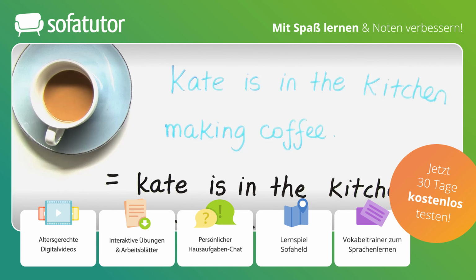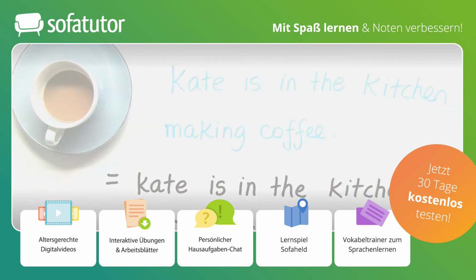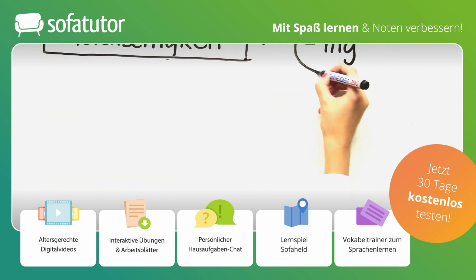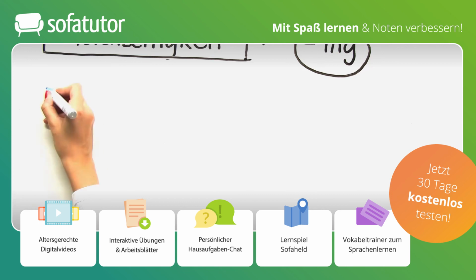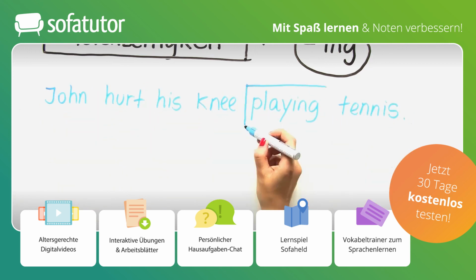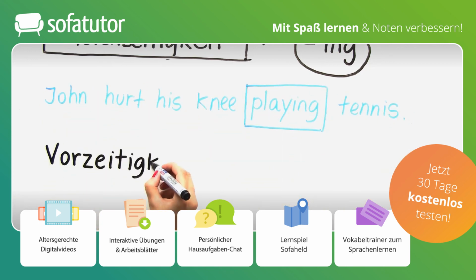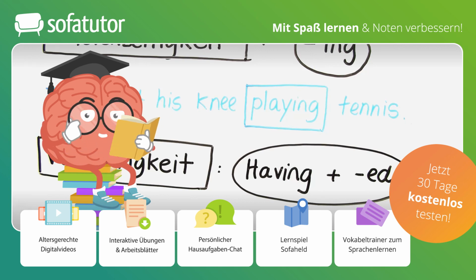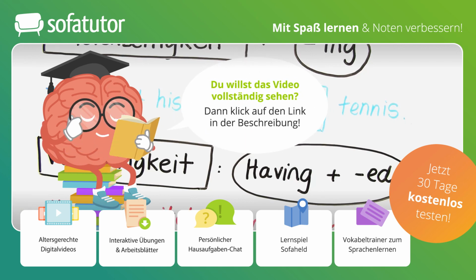Good. That's really all for today. So remember, Gleichzeitigkeit wird meistens mit ing ausgedrückt. John hurt his knee playing tennis. Aber Vorzeitigkeit mit having plus ed, or the third form. Having switched on the dishwasher, he sat down and watched TV.